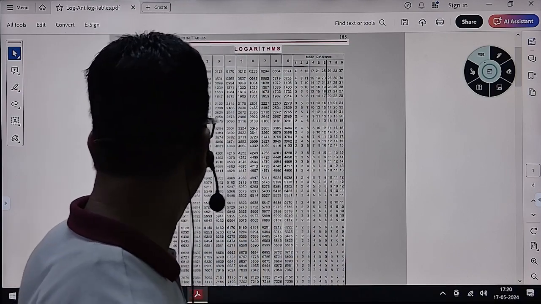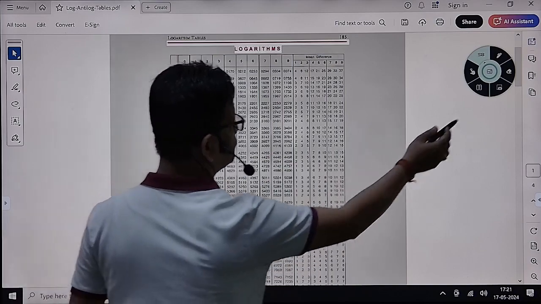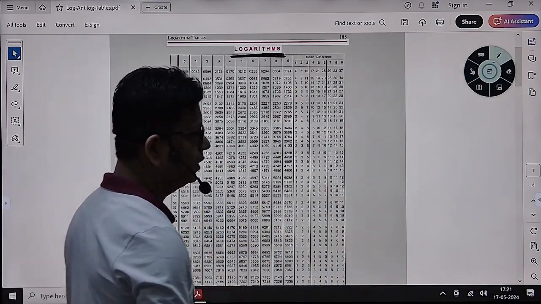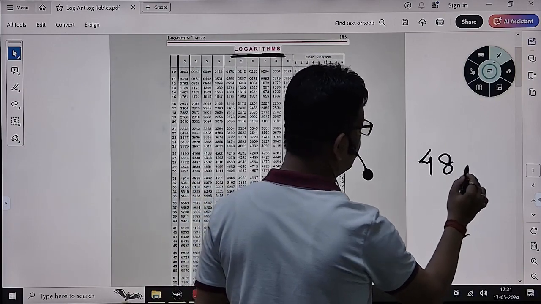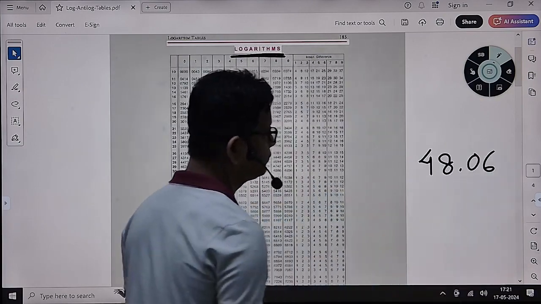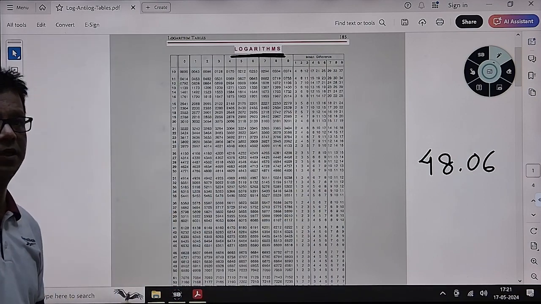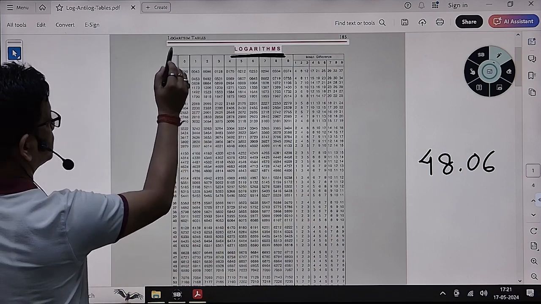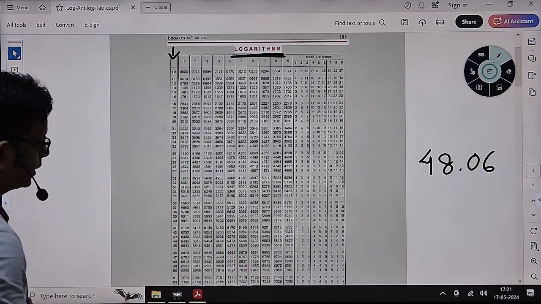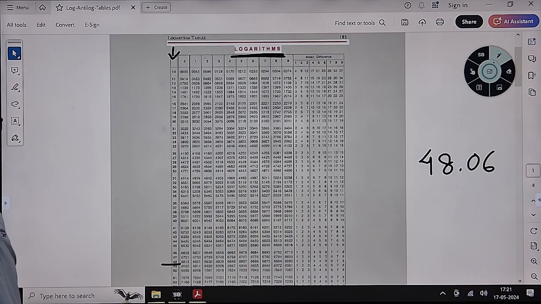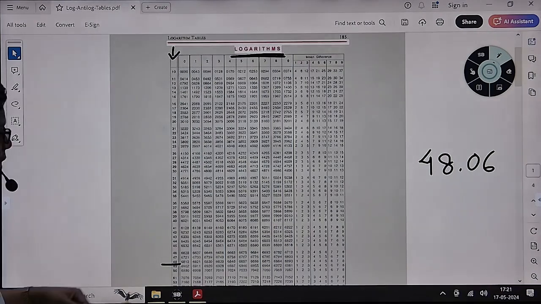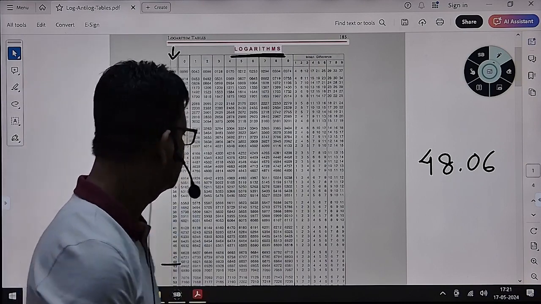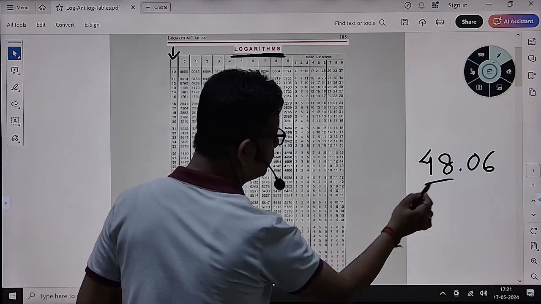So in there, you go to the log table first. Did you get a log table? Yes, sir. Okay. Now the number was 48.06. Yes or no? Let me know where you have a problem. In the log table, look at the extreme left column, can you find the number 48? Yes, sir, 48. So you found 48.